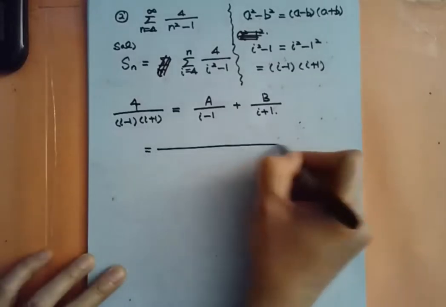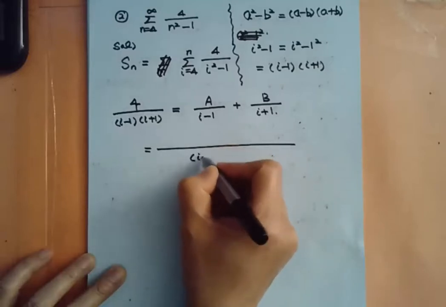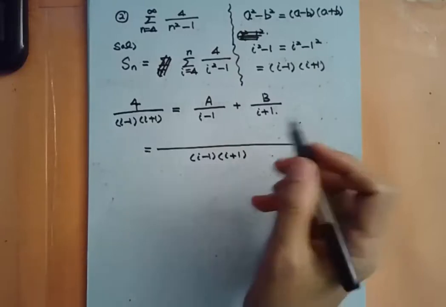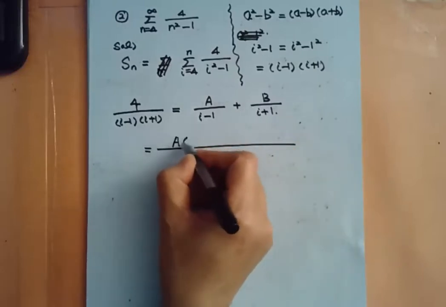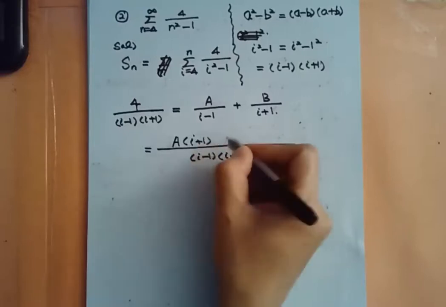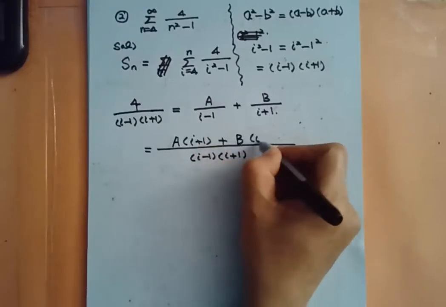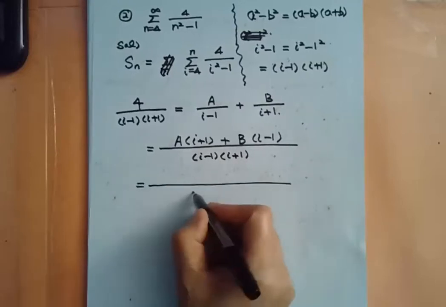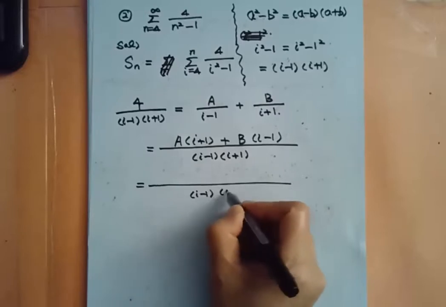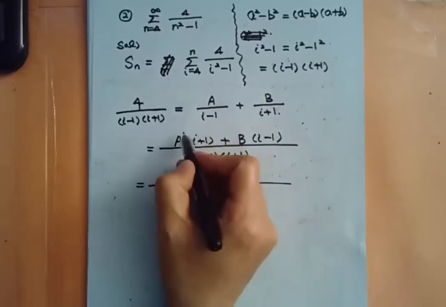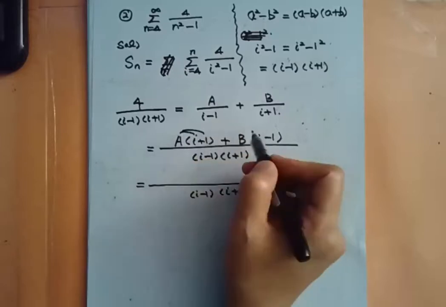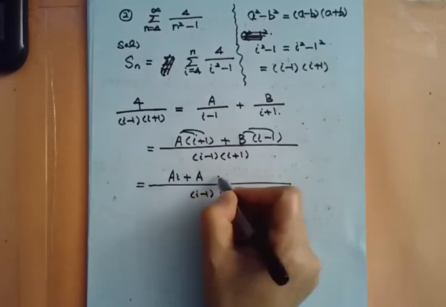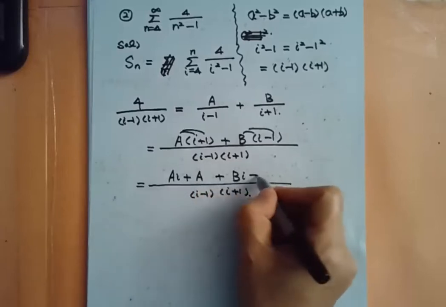Then we think about the common denominator. The common denominator is (i minus 1) times (i plus 1), and then the numerator is A times (i plus 1) plus B times (i minus 1). And let's just do all the expansion: Ai plus A plus Bi minus B.